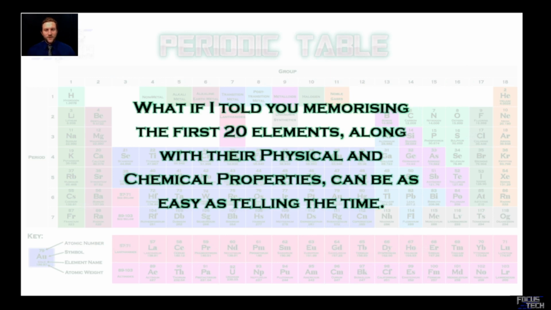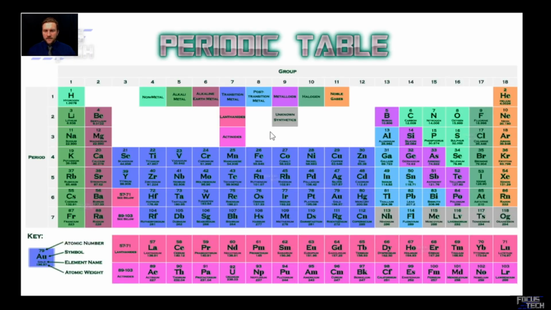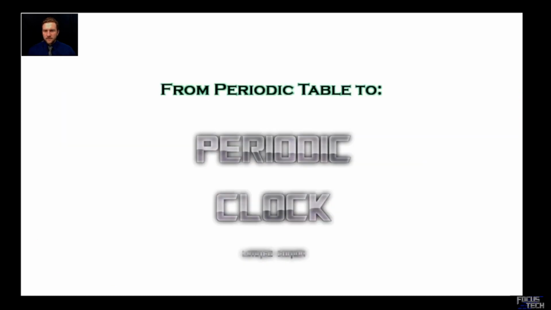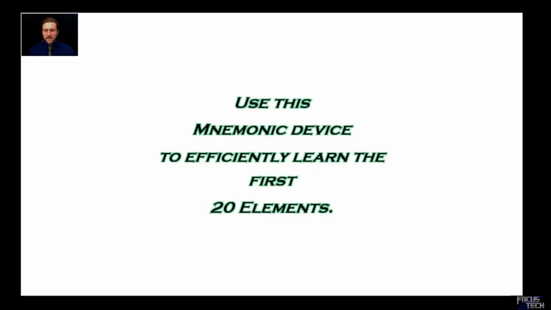So what if I told you memorizing the first 20 elements could be as easy as telling time? And to add to it, not just the first 20 elements, but you can actually memorize a little bit of detail about these elements. Let's see how we go on this one. From periodic table to the first 20 elements, and then to the periodic clock. Okay, it is as simple as it sounds.